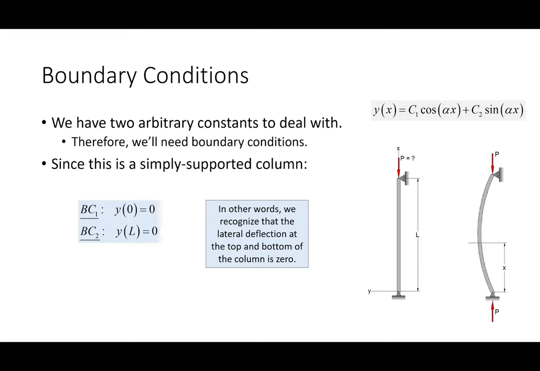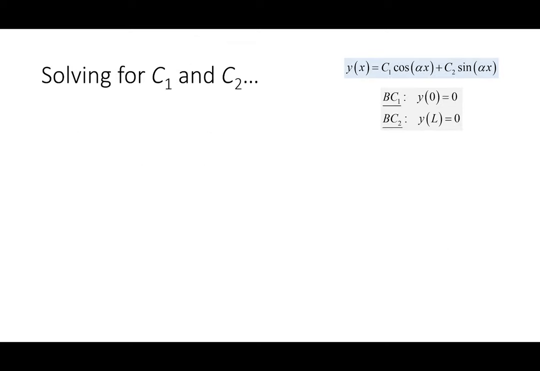In other words, we recognize that the lateral deflection at the top and the bottom of the column is in fact zero. So what I'm going to do is just plug and chug. Here is my expression for deflection. Just to be clear, remember our goal is actually to figure out what the load is. We want to figure out what P is. So we're taking a bit of a roundabout way to get there, but I'm just treating this like a Math 335 problem right now.